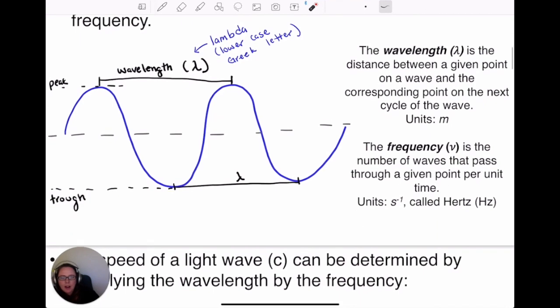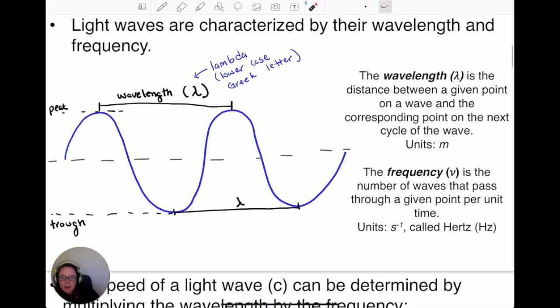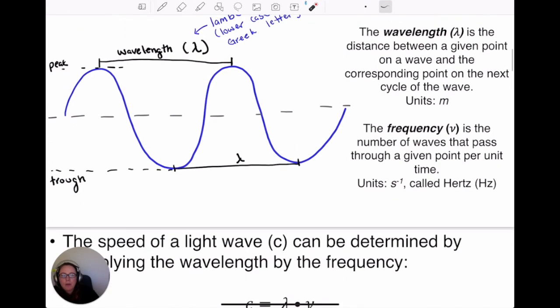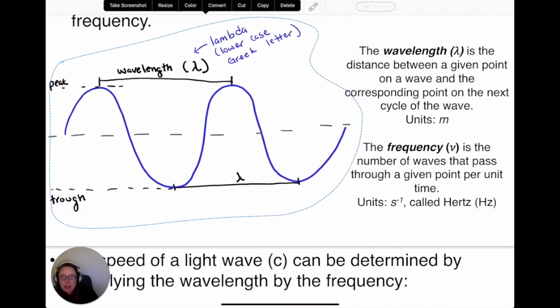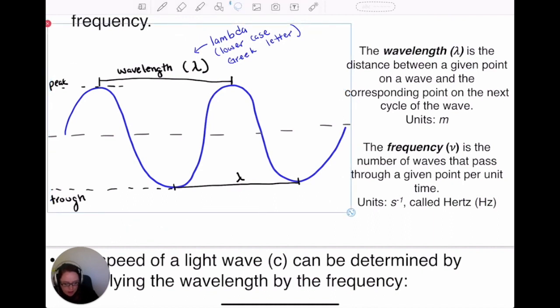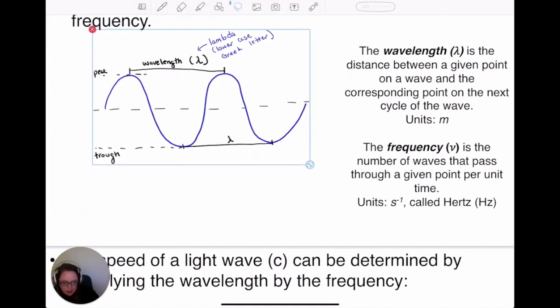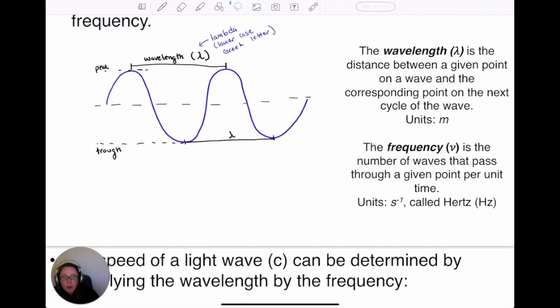Okay. And then the frequency of the wave is going to be the number of waves that pass through a given point per unit time. Remember, we're looking at light waves here, and light waves are being propagated, which means that they're moving forward. If you think about the light that comes from the sun, that electromagnetic radiation originates at the sun, but then it has to travel through space to get to us.